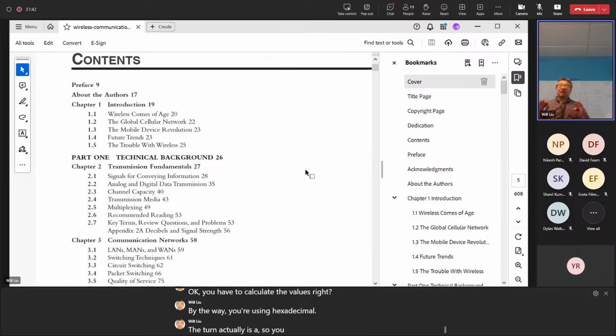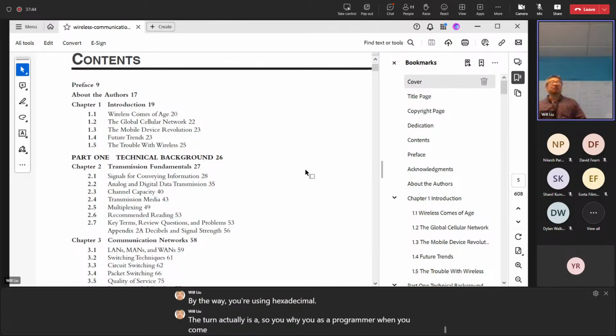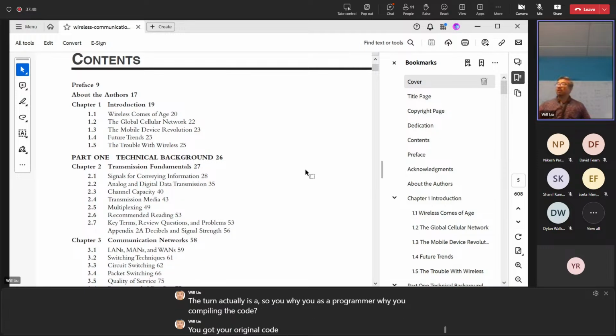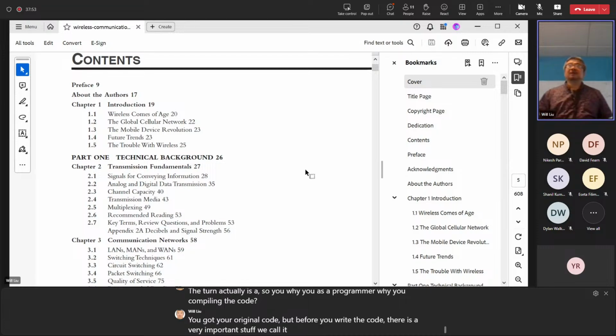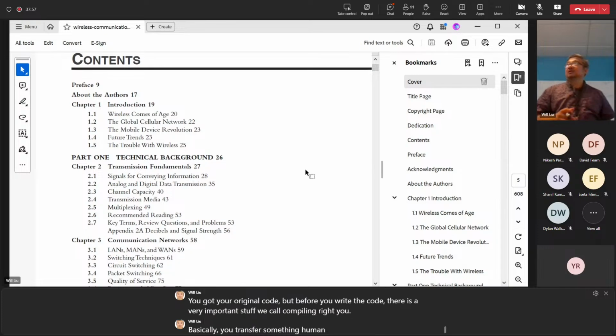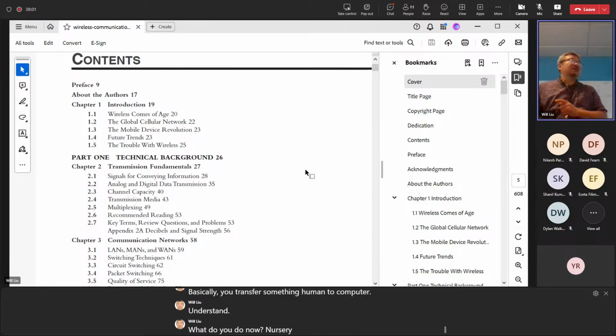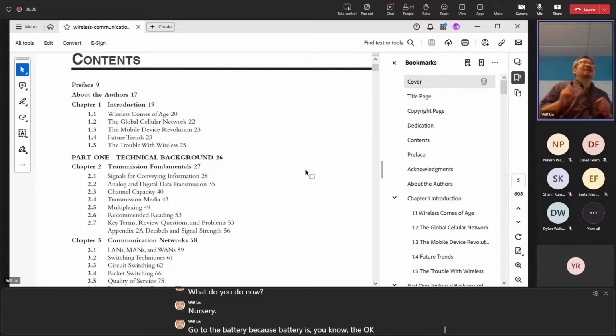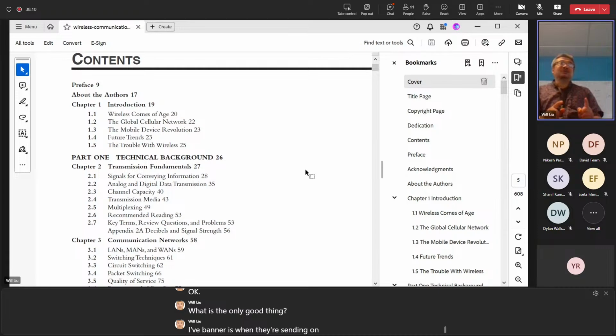So as a programmer, when you're compiling the code, you got your original code, but before you run the code, there is a very important step we call compiling, right? You basically transfer something humans understand to something the computer understands. But you do not necessarily go to binary because binary is not efficient. The only good thing about binary is when they're sending on the channels, they are the best, right? Because they only have 2 levels.